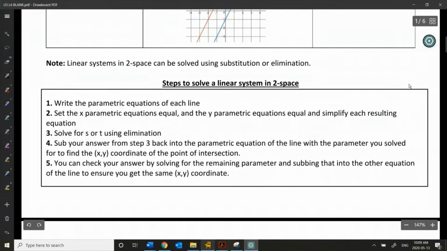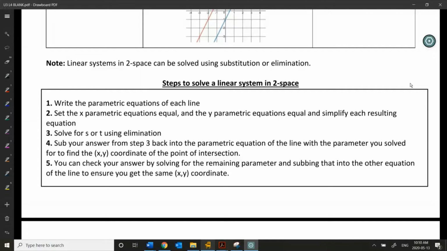So what we're going to do is take something in vector form and write the parametric equations of each line. Then you'll have an x and a y for each line. You're going to set the x's equal and the y's equal and simplify each resulting equation. So you should have two equations after this. Now you're going to solve for your parameters.